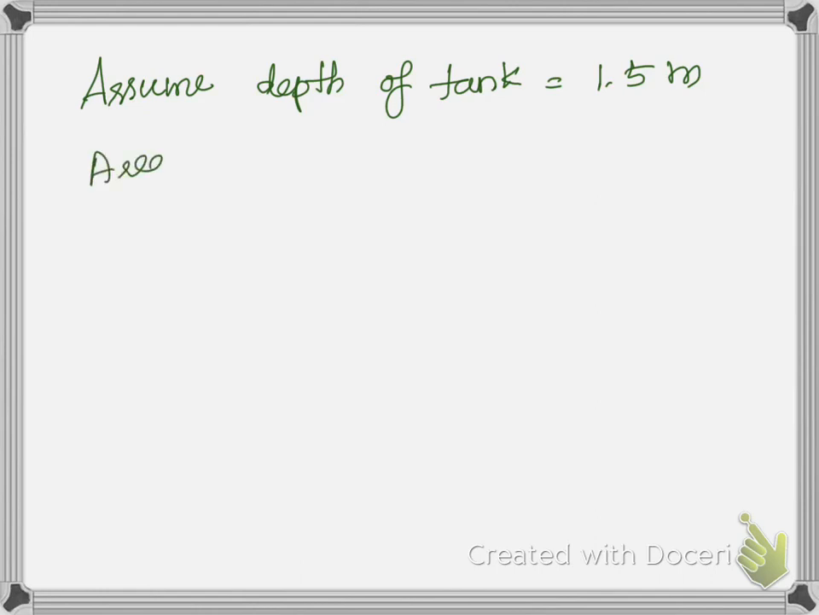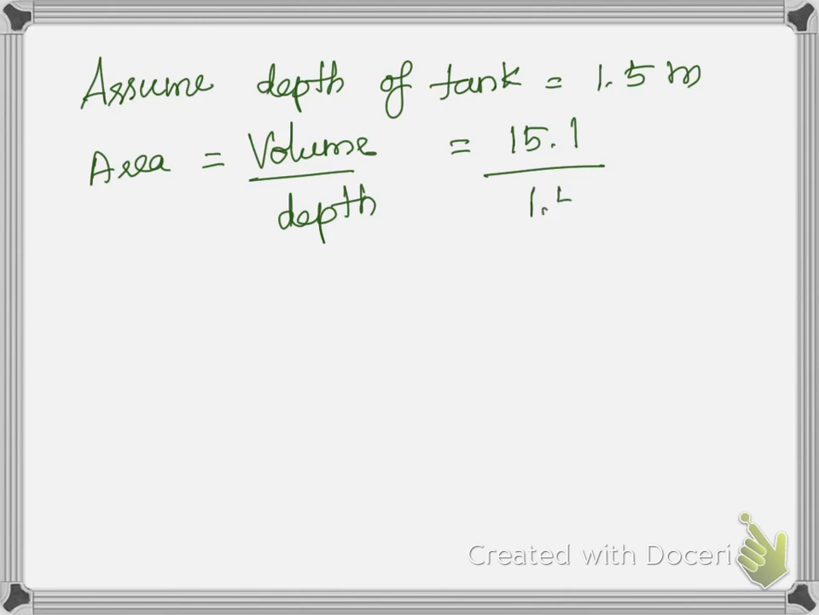Now we are going to assume the depth of the tank. So assume the depth of the tank is 1.5 meter. So what is the area actually? Area is nothing but volume by depth. In simple terms, volume is area times depth, so area will be volume by depth. The volume we have determined as 15.1 and depth as 1.5, which will give me the area as 10.1 meter square.